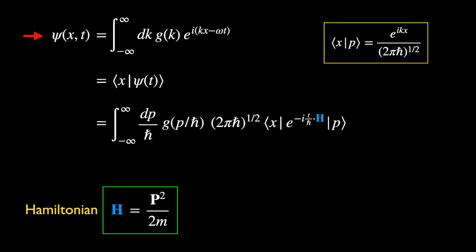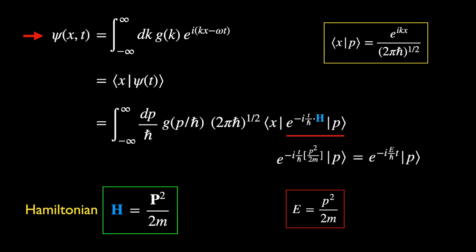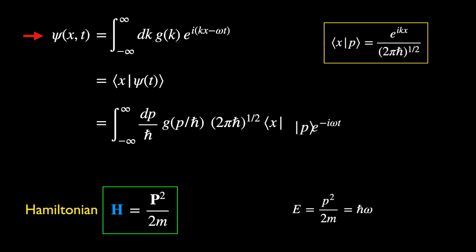Applying the Hamiltonian in the green box on the momentum state p, we have... Now substitute in the yellow box.